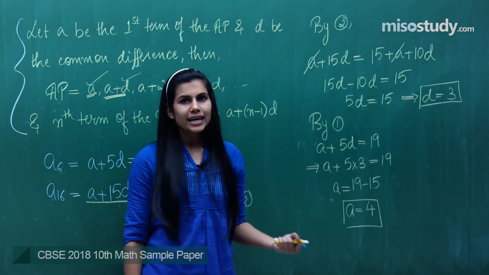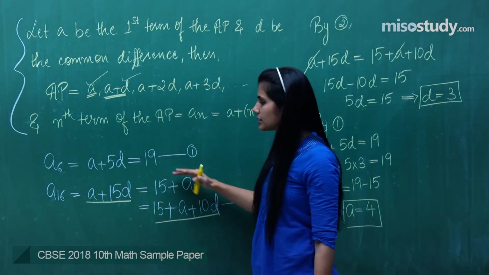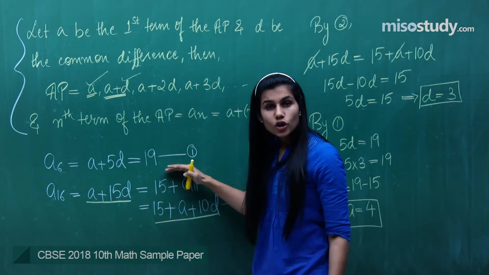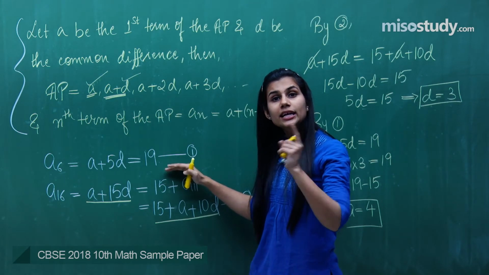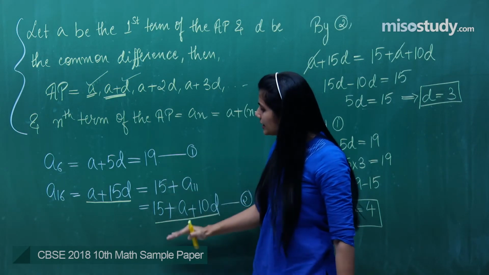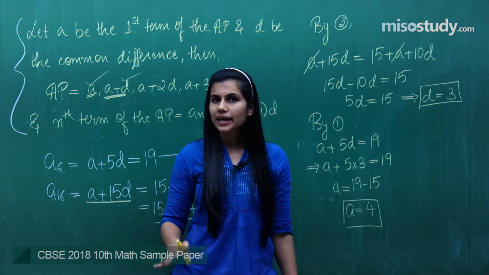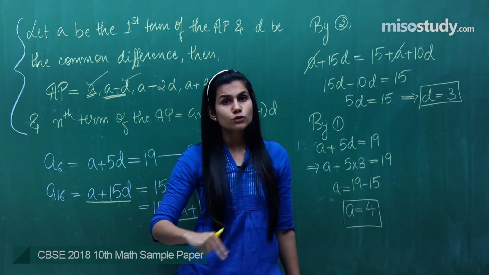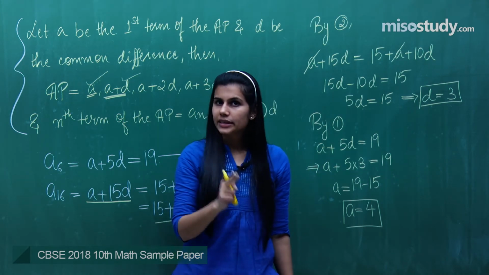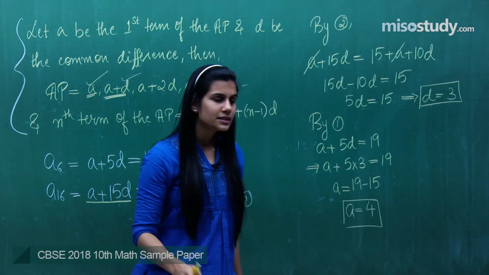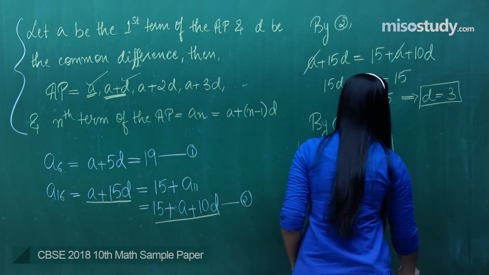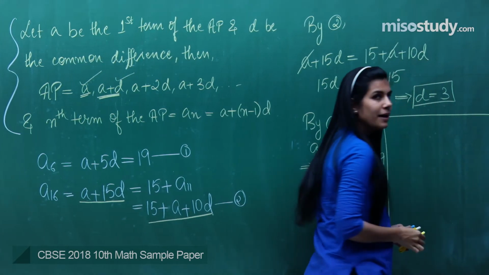That means the second unknown also is clear to you. The two equations which we have made conceptually by understanding the conditions given in the question have helped us find the two unknowns which are used to find the AP, the A and the D. And once the A and the D are known, therefore, what will my AP be?